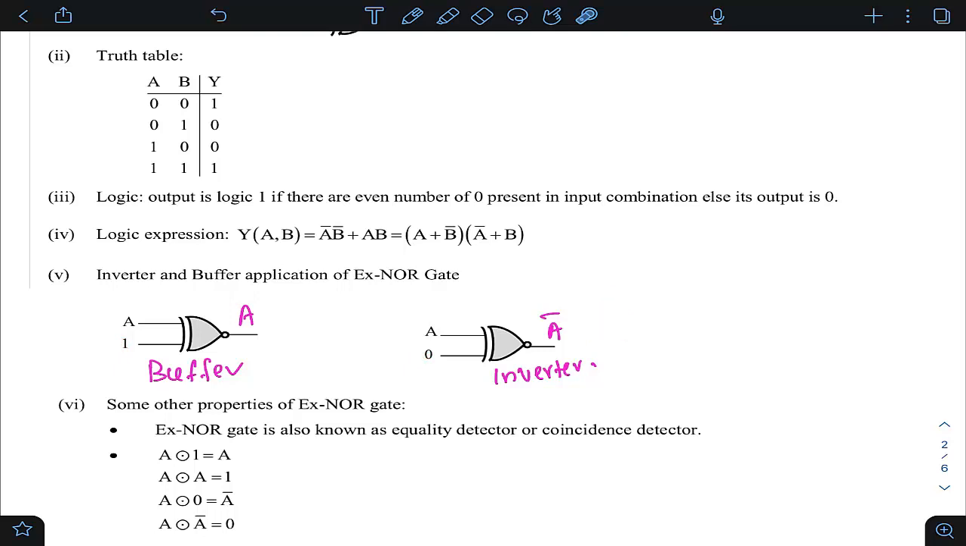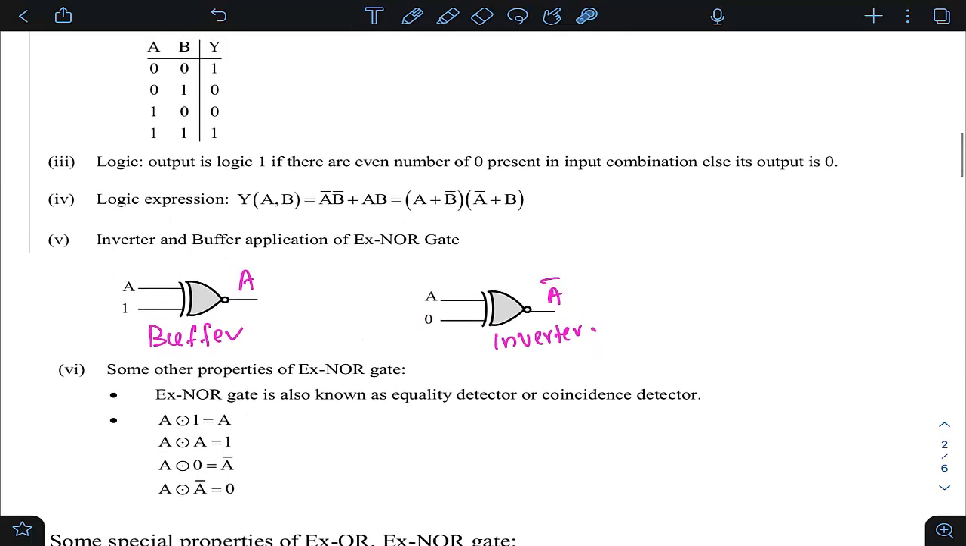So if you want to make an XNOR gate work as a buffer, you fix one of the inputs to 1. Then whatever you give at the input, you get the same thing as the output. If you want to make it an inverter, you fix one of the inputs to 0, then whatever you give at the other one, you get its complement at the output.